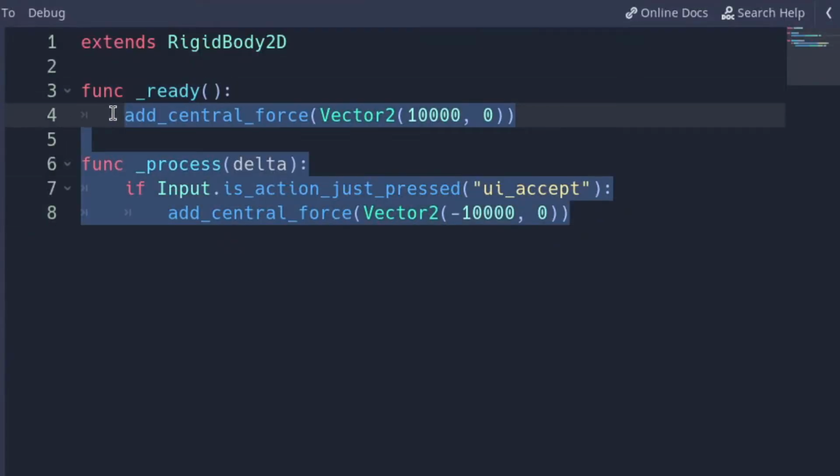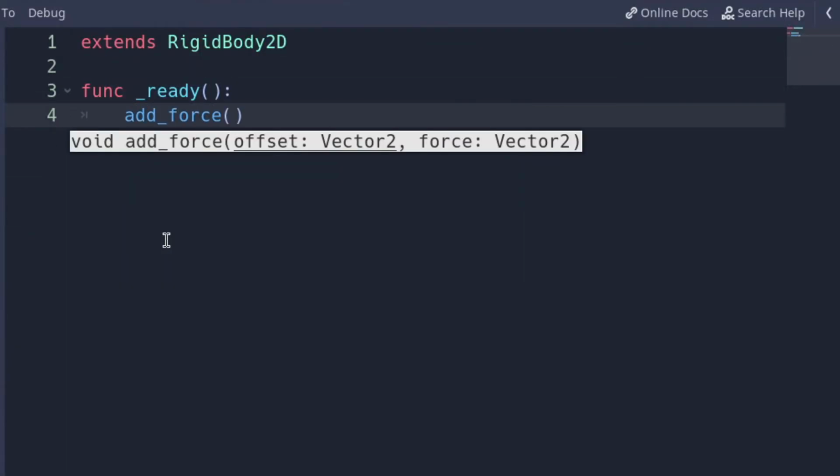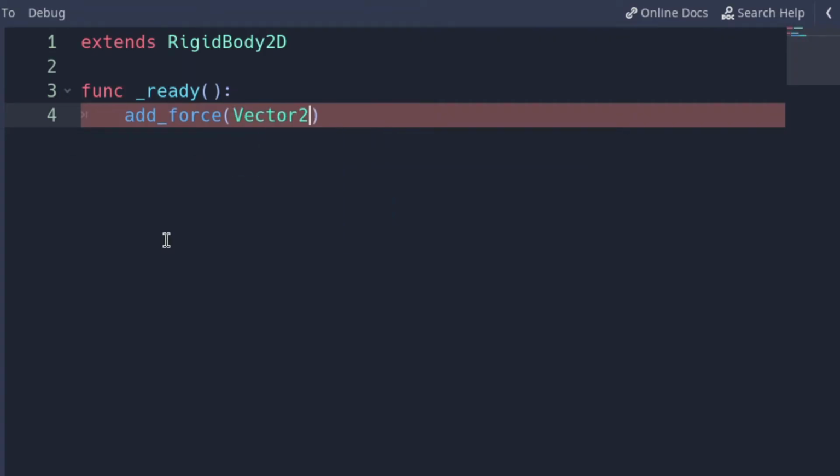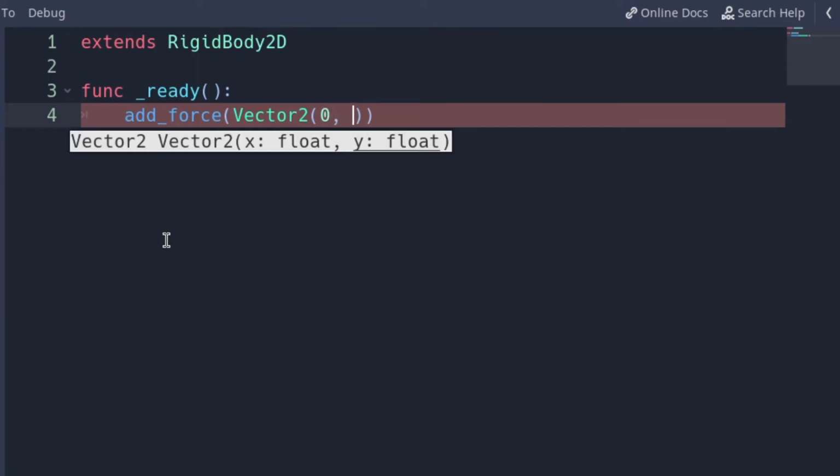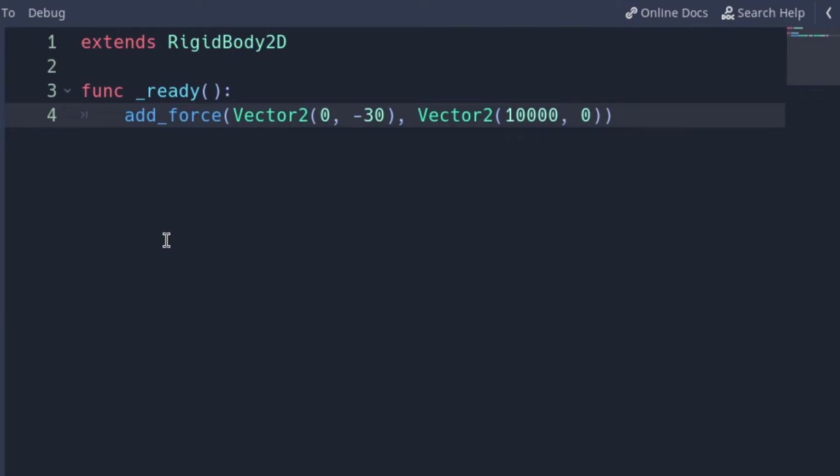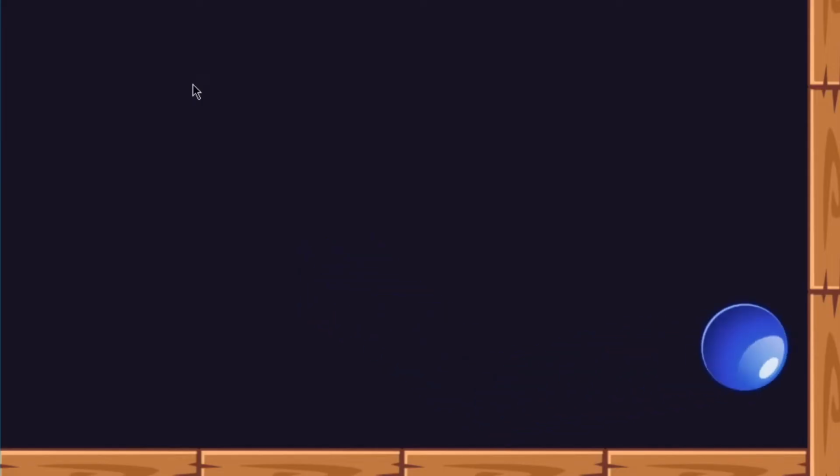So next up is the add force function. This one works basically the same as the apply impulse function, except this one is a continuous force, so it will go on indefinitely. So let's just fill in the same values as we did on the apply impulse function. And when we run this, you'll see that it will keep applying a force to the top of the ball.